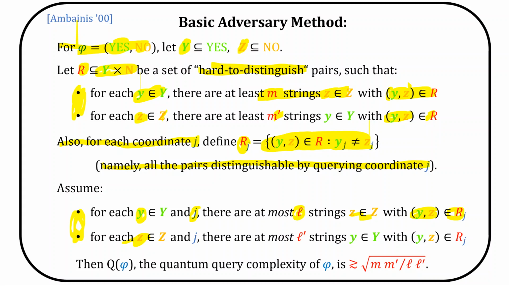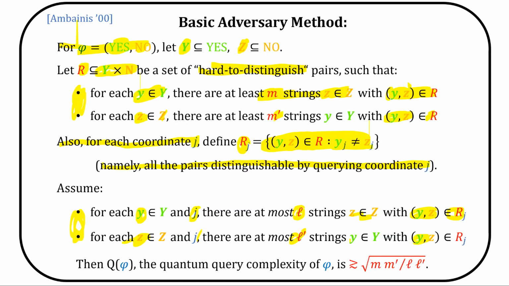It says for every string little z in capital Z and every coordinate j, there's at most L prime strings y that match up with z, but have the property that y and z can be distinguished by querying the jth coordinate. So if you finally have these two things, and you want m and m prime to be large, and you want L and L prime to be small, then the basic adversary method gives you a lower bound that looks like square root of m m prime divided by square root of L L prime.